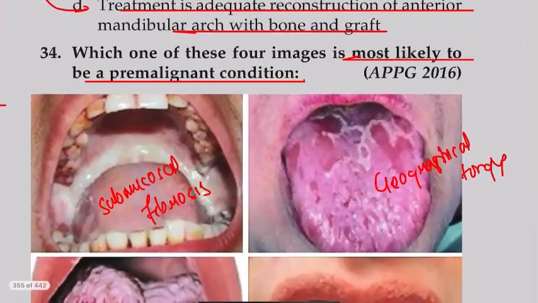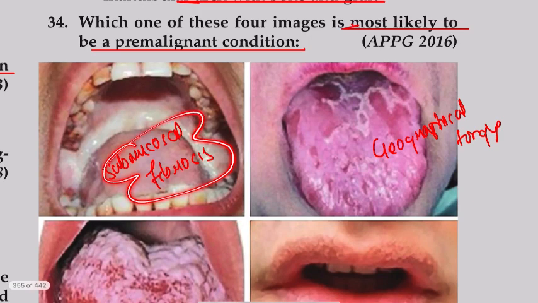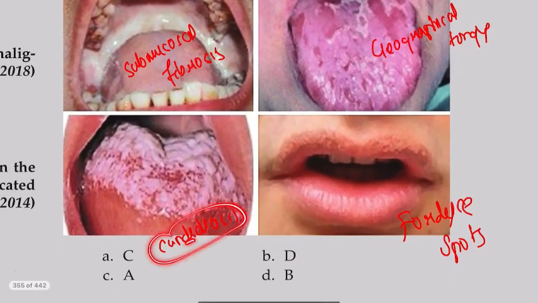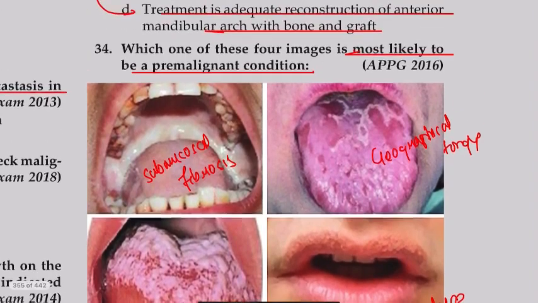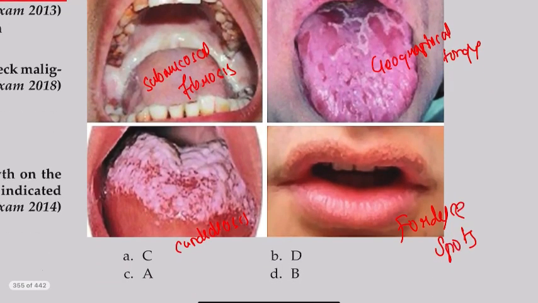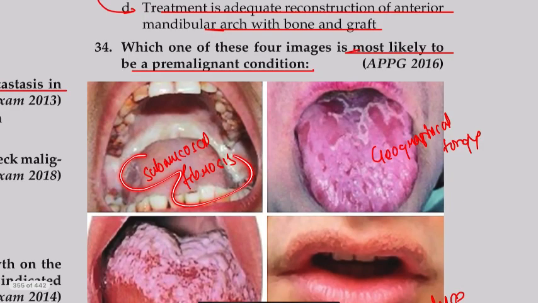Which one of the following 4 images is most likely to be pre-malignant? Here this is submucosal fibrosis. This is geographic tongue, right? It is candidiasis. It is Fordyce spot. So here, C is the right answer. That means A, submucosal fibrosis, is the pre-malignant condition.